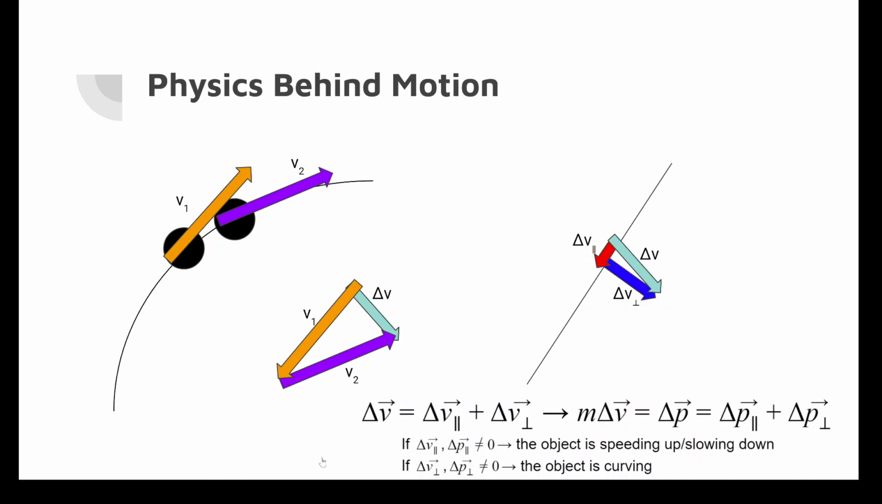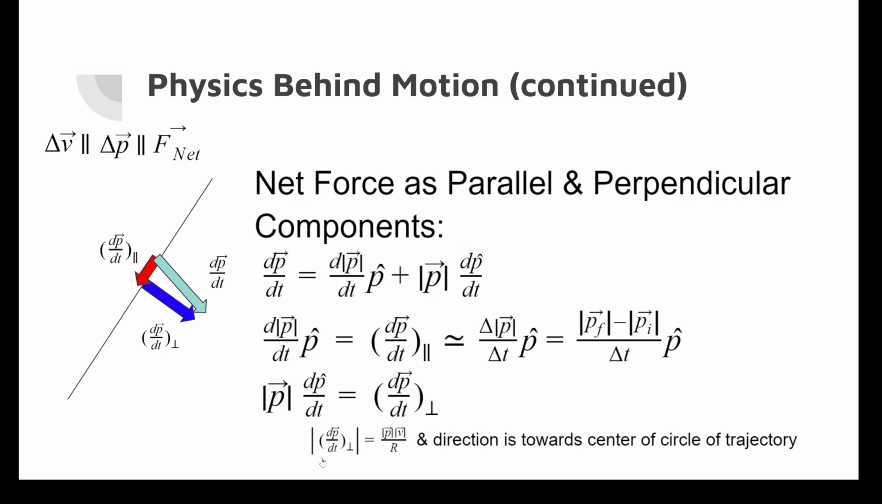With this new system, we would be better able to see how an object's velocity changes over the course of time. If delta v parallel is non-zero, that means there is a net force along this axis causing the object to either speed up or slow down. If delta v perpendicular is non-zero, that must mean that there is a net force along this axis causing the object to begin curving. We know that delta v, delta p, and the net force all point in the same direction. This means our diagram before, showing the components of delta v, is the same for the components of the net force, otherwise known as the change in momentum over the change in time.